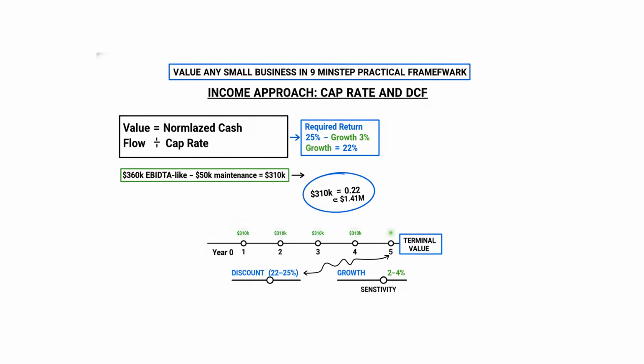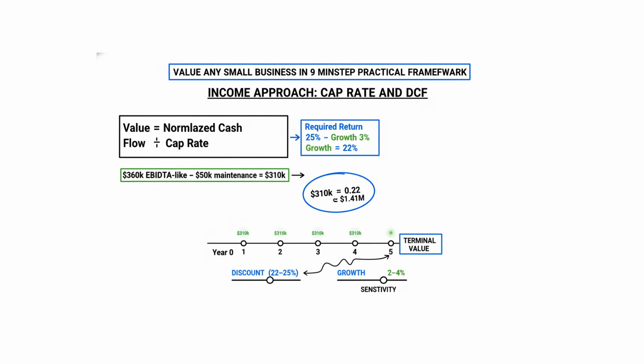Alternatively, run a simple 5-year DCF. Start with $310,000, grow 3% annually, discount at 22 to 25%, and apply a terminal value using cap rate or exit multiple. Sensitivity matters. A 1 to 2% shift in growth or discount rate can move value meaningfully. This step validates or challenges the market multiple.